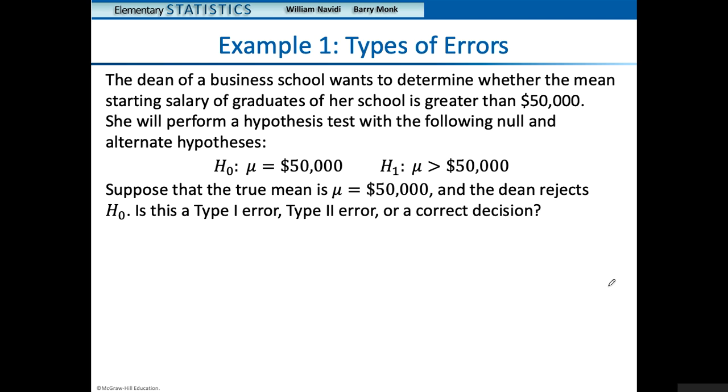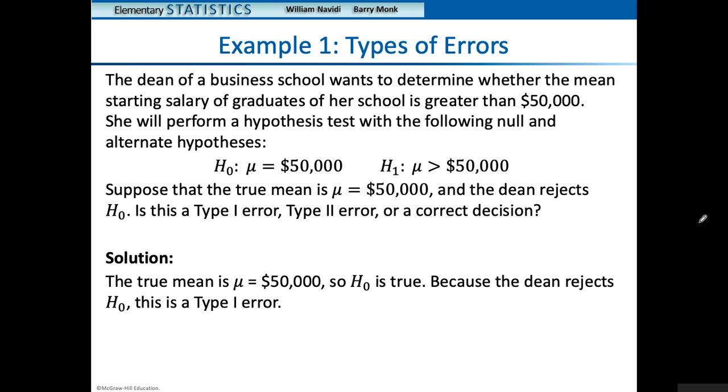Now suppose that the true mean is $50,000 and the dean rejects the null hypothesis. Is this a type 1 error, a type 2 error, or a correct decision? If the true mean is $50,000, that means the null hypothesis is true. If the null hypothesis is true, then we don't want to reject it. But the dean does reject it, so the dean has committed an error. Specifically, this is a type 1 error: when a true hypothesis is rejected.